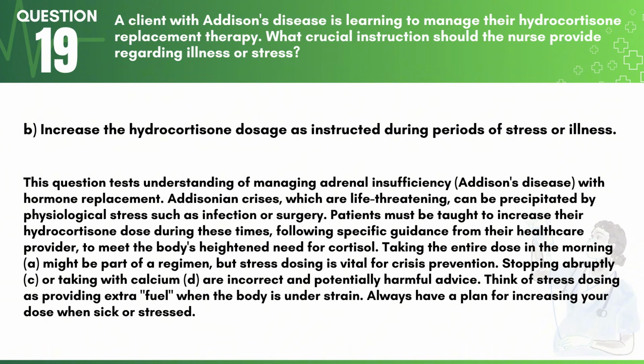Answer B. Increase the hydrocortisone dosage as instructed during periods of stress or illness. This question tests understanding of managing adrenal insufficiency, Addison's disease, with hormone replacement. Addisonian crises, which are life-threatening, can be precipitated by physiological stress such as infection or surgery. Patients must be taught to increase their hydrocortisone dose during these times, following specific guidance from their healthcare provider to meet the body's heightened need for cortisol.